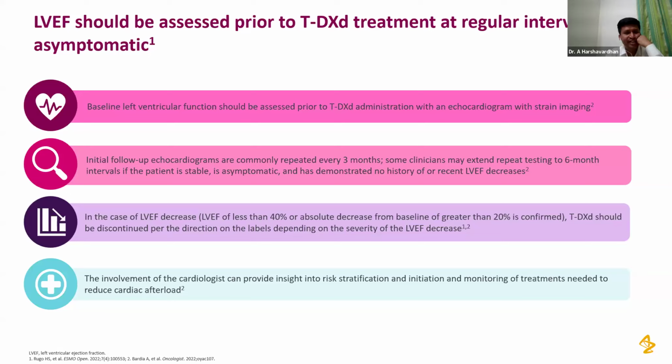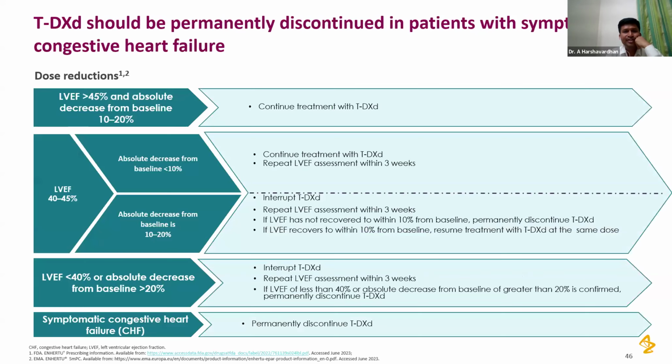In the case of LVEF decrease with T-Dxd, if LVEF is less than 40% or the absolute decrease is more than 20%, we should discontinue the T-Dxd. And the involvement of a cardiologist can provide insight into risk stratification. So for any patient after starting T-Dxd, if LVEF is more than 45% and the absolute decrease from baseline is 10 to 20%, we can continue treatment with T-Dxd. If LVEF is 40 to 45% and the absolute decrease from baseline is less than 10%, still we can continue treatment with T-Dxd, but we have to repeat the LVEF assessment within 3 weeks.